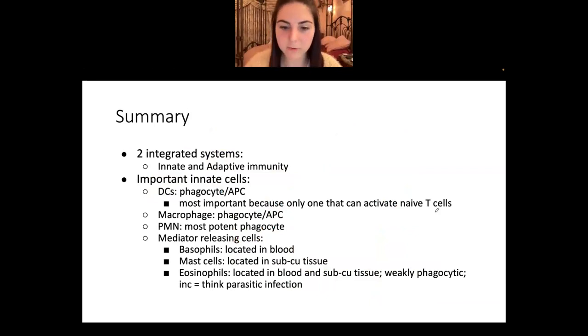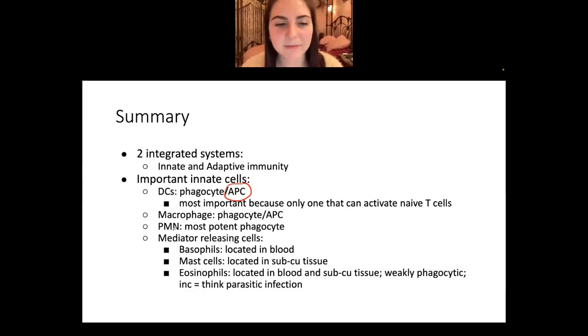Okay, summary before we do some questions. There are two integrated systems, the innate and adaptive immune systems. Important innate cells are your dendritic cells. They're phagocytes, but also antigen-presenting cells. Most important, they're the only ones that can activate your naive T cells. Macrophages are also phagocytes and APCs.